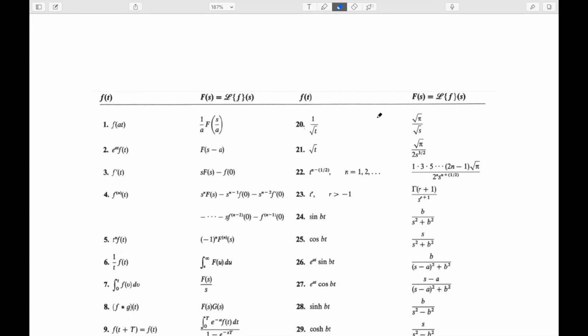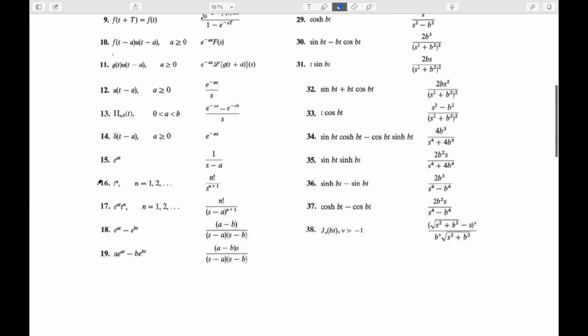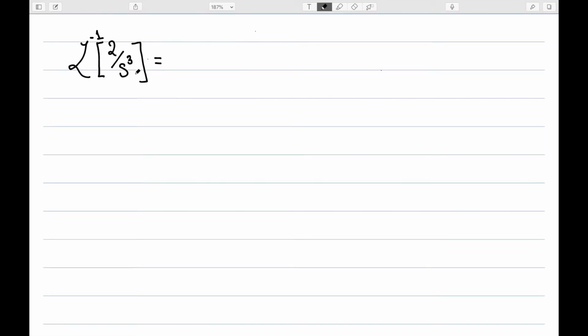So I'm going to be looking in this second and fourth column for something that might look like that. And if we scroll down, we actually get it right here, where n is equal to 2. That would give me a 2 on the numerator and an s cubed on the denominator. So we would have t squared. That tells us that the inverse transform of 2 over s cubed is t squared.